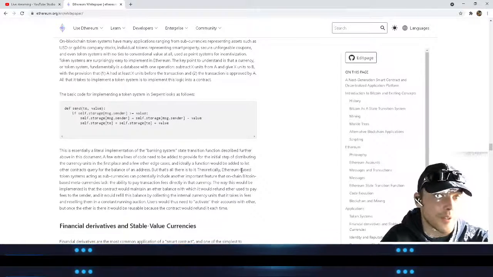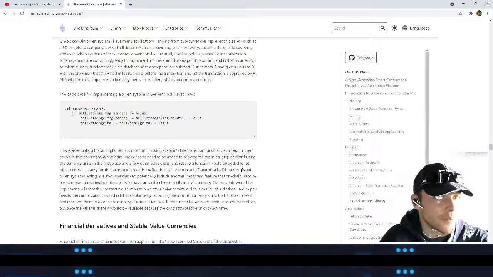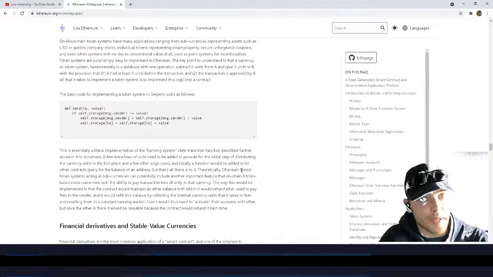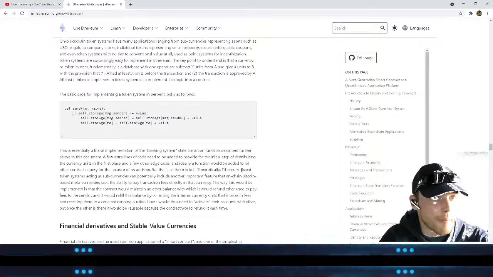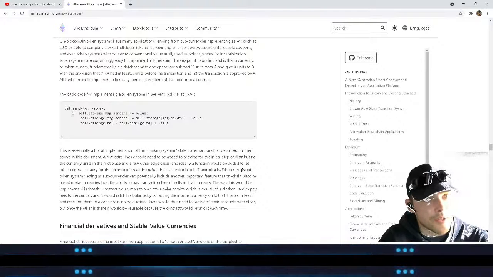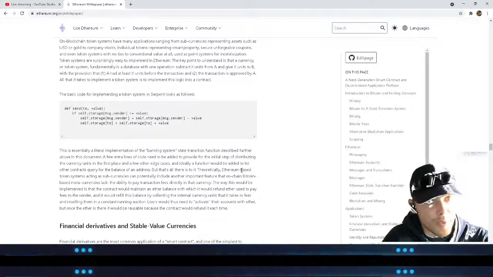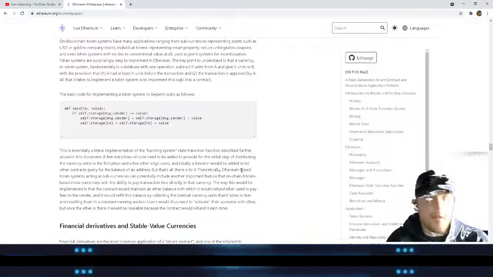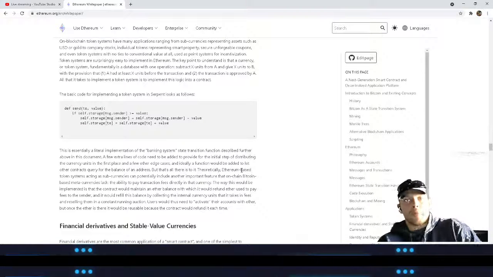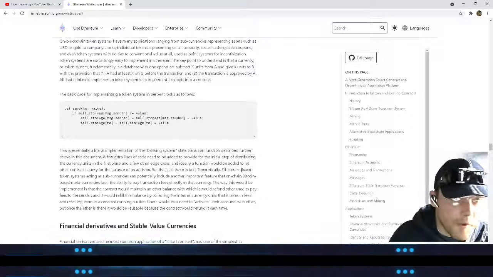The key point to understand is that a currency or token system fundamentally is a database with one operation: subtract X units from A and give X units to B, with the provision that, number 1, A had at least X units before the transaction, and number 2, the transaction is approved by A. All that it takes to implement a token system is to implement this logic into a contract. The basic code for implementing a token system in Serpent looks like the following.